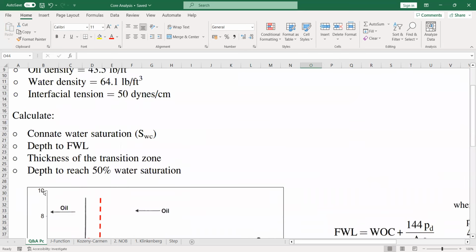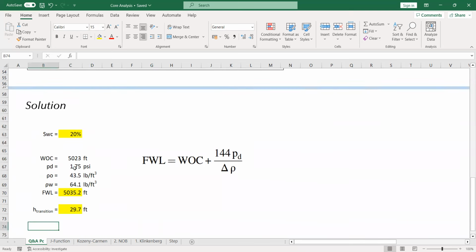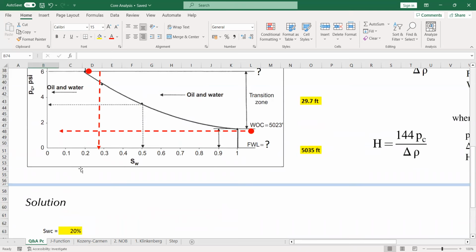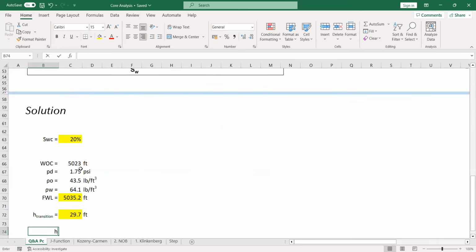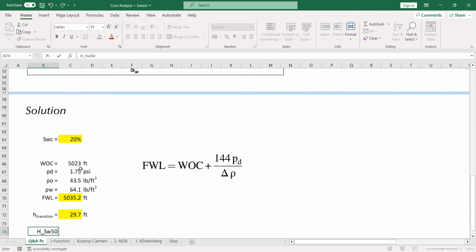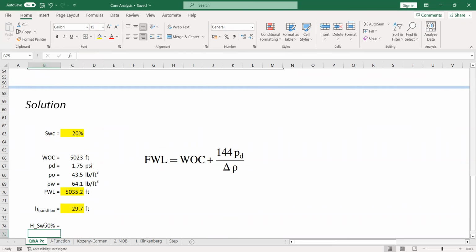Okay, and we are asked the depth to reach 50% water saturation. Okay, the solution will be something like this, of course. All right, and then of course, the depth, the location. What's the symbol? Maybe H or this, and then this Sw 50%. Okay? Yeah, you understand what I mean. All right, so it's very easy.